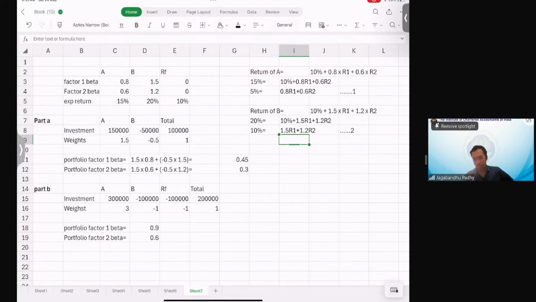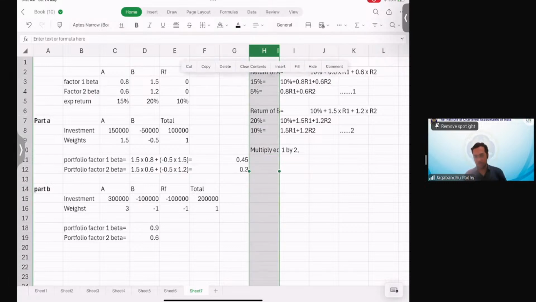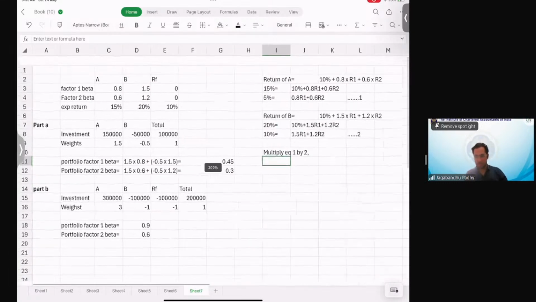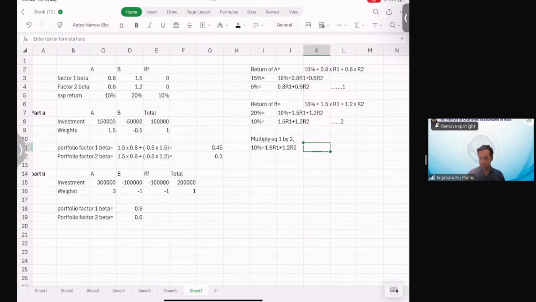Risk premium, we can obtain it by simply solving them simultaneously. Let me do one thing. I'll multiply equation number 1 by 2. That's going to be 10% is equal to 1.6 R1 plus 1.2 R2. And this becomes equation number 3.